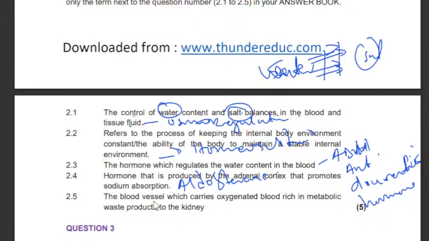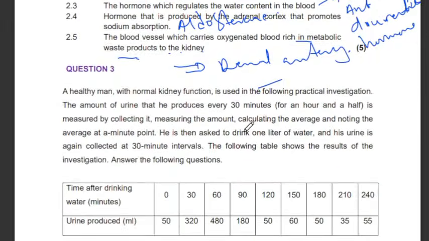So they are saying that the blood vessel which carries oxygenated blood rich in metabolic wastes to the kidney. The moment you say to the kidney, it's going to become artery. And then the kidney is renal. So it's going to become renal artery. Yes, so that's the blood vessel which is responsible for that.